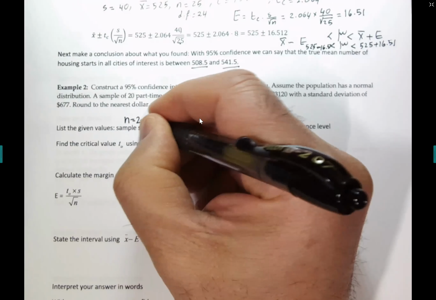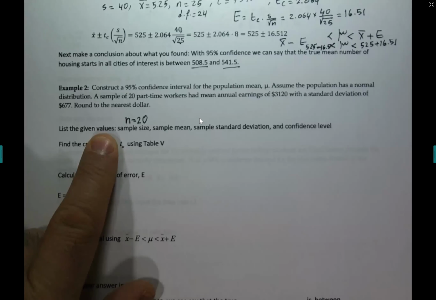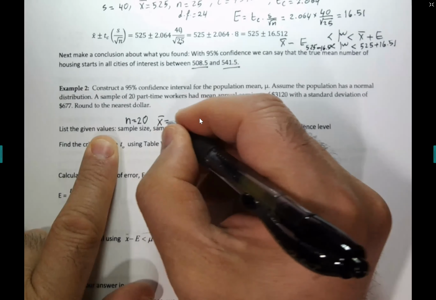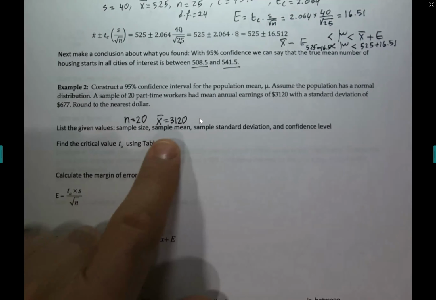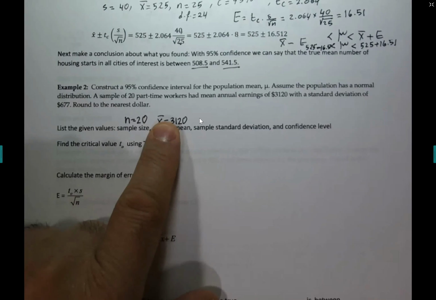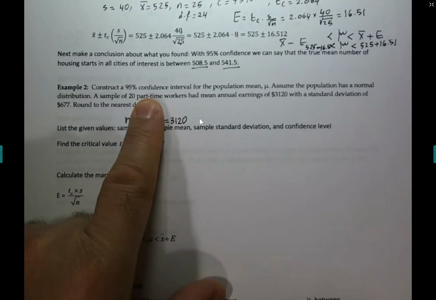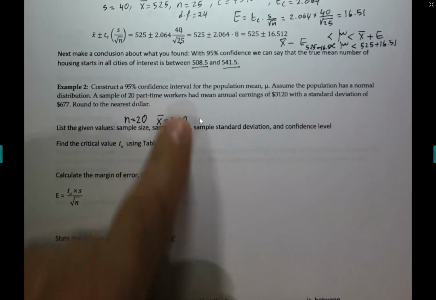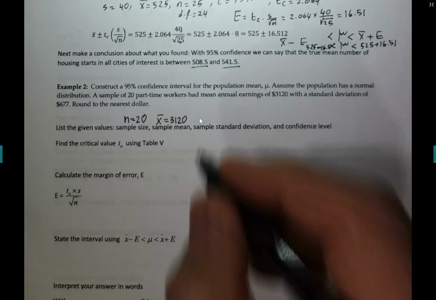Trying to walk you through the stuff. Look, I ask you to list the given values. N is 20. Had a mean annual earnings of 3,120. That's X bar. Now, sometimes the students, by mistake, put a mu here. We don't know the actual mean. He's telling me information from the sample. He says the sample of 20 people gives me a mean of 3,120. So that's X bar. We don't know what the mean is. Sample standard deviation, guys, is S, 677.